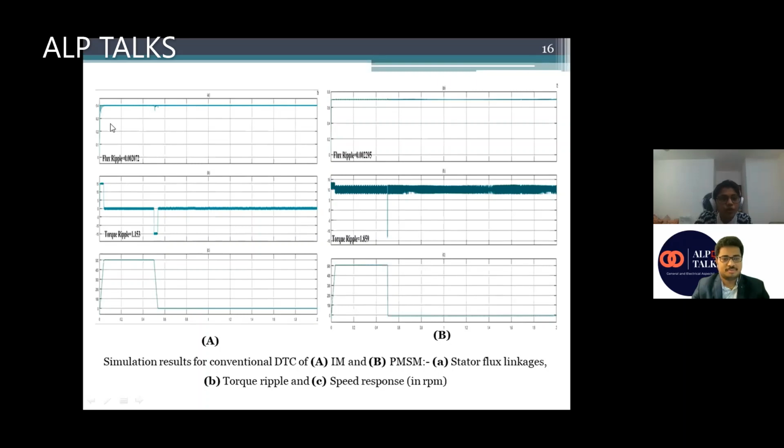In this, you can see there are some drops in the stator flux. A is for induction motor, B is for PMSM, and you can see the torque ripple is 1.153 in induction motor and 1.859 in PMSM. So it is much more when we go for the practical case. That's why we are moving towards our proposed methods.